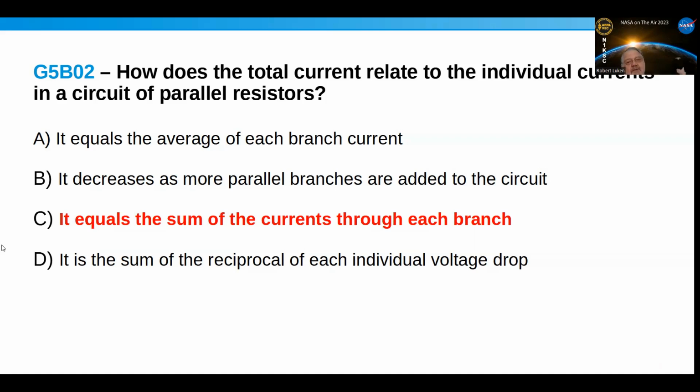Right. The sum of the currents through each branch. It's not the average, A. It doesn't decrease, it stays the same. What decreases when you add more parallel branches is the current in each branch. And it's, let's see, the sum of the reciprocal of each individual voltage. No, it's not that one either.